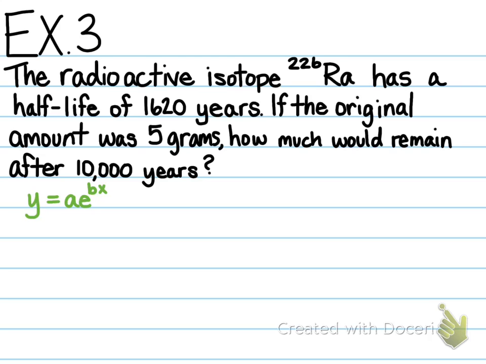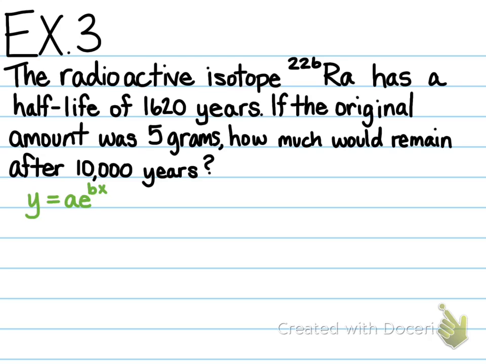Okay, number 3 says that a radioactive isotope, radium, has a half-life of 1,620 years. If the original amount was 5 grams, how much would remain after 10,000 years? So when something talks about a half-life, that is the amount of time that it takes for that object to be reduced by half of its weight. So if it started with 5 grams, its half-life, it would have 2.5 grams left over. And that's going to take 1,620 years for this radium.